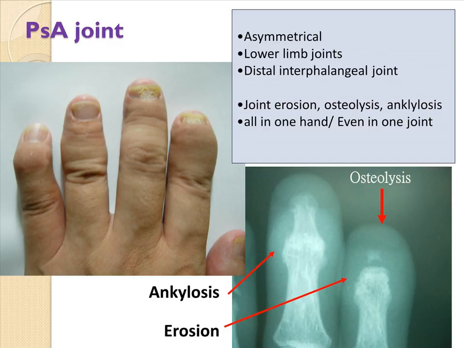The psoriatic peripheral joint disease is very interesting. They are asymmetrical as compared to the rheumatoid counterpart. They affect the lower limbs more. They affect the distal interphalangeal joint. And as if there are two processes happening in the same finger or same hand. They have joint erosion where the joint is disappearing, so much so that in the most severe form, we call it osteolysis. The whole digit is disappearing. And at the same time, you have sclerosis. You have ankylosis where the joint is joined together.